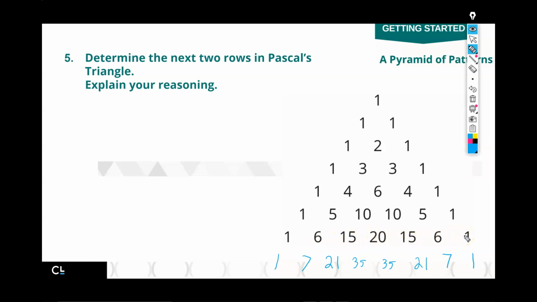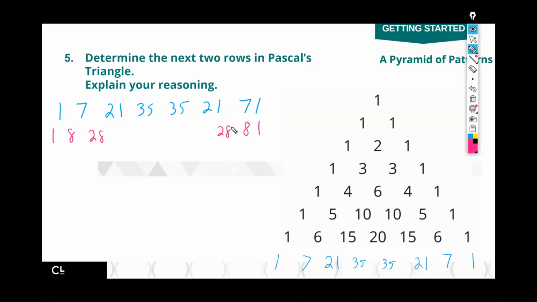So this row should have 8. 1, 2, 3, 4, 5, 6, 7, 8. And then the next row, let's see, I'm going to bring that up here. 1, 7, 21, 35, 35, 21, 7, and 1. So for the next row, we want 1s on the outside. Of course, that's going to be 8 to continue that pattern. 7 and 21 gives you 28. So we'll have 28.